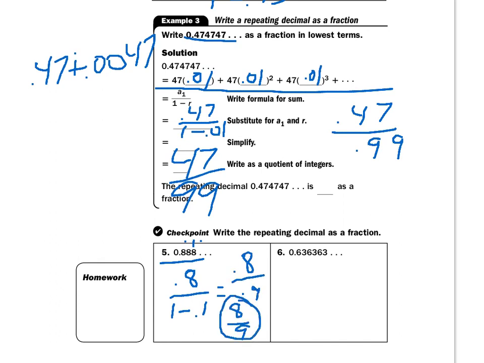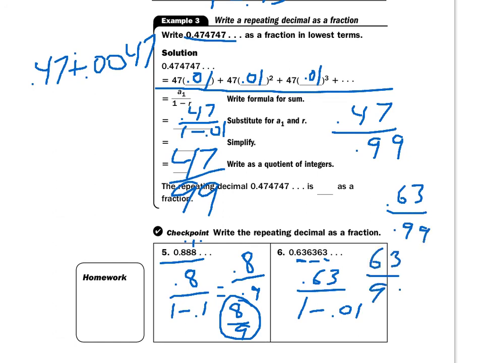Okay? And the next one, 0.63, 0.63, 0.63, that one went 2 spaces again. So we're going to do 0.63 divided by 1 minus 0.01, 0.63 over 0.99, 63/99, which is going to reduce to 7/11.